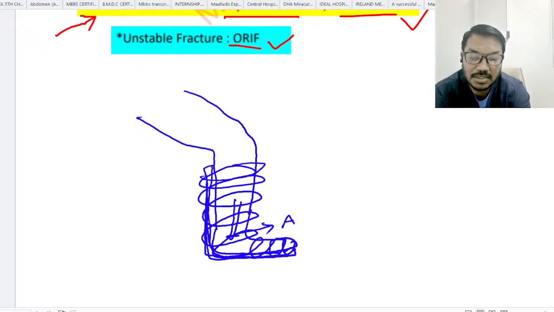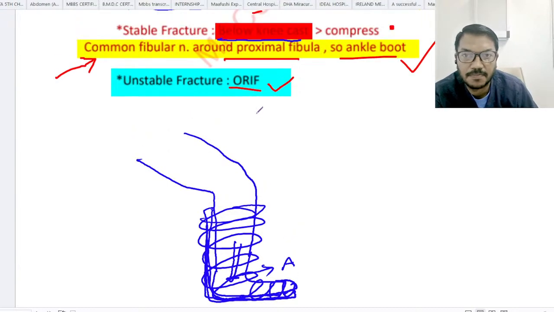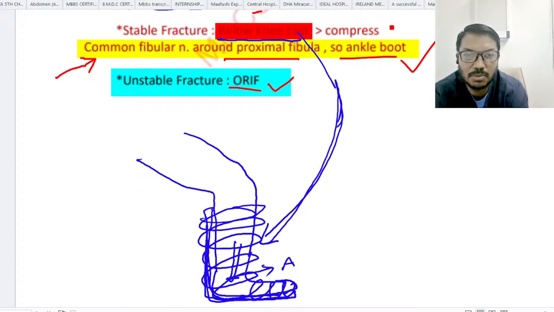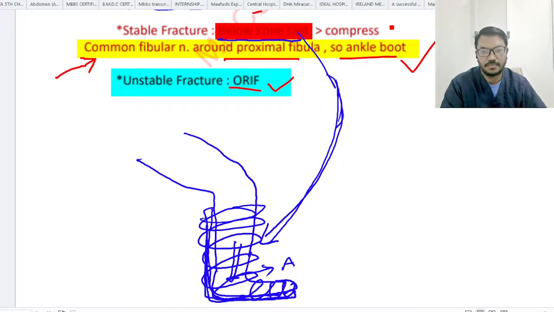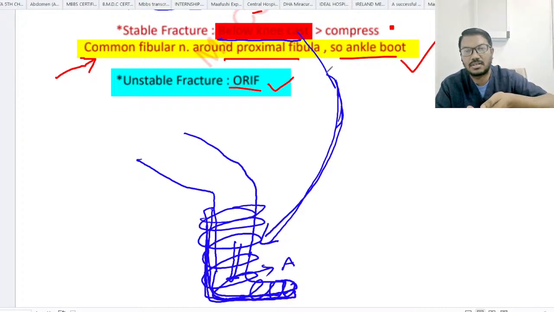They are saying about the plaster. If there is a fracture here, we can give a below the knee plaster. See? Below knee cast. Mainly they are saying about the cast. Below the knee cast. Cast means the plaster, POP. Only the plaster is sufficient for the treatment.